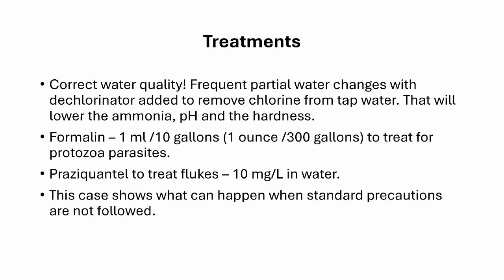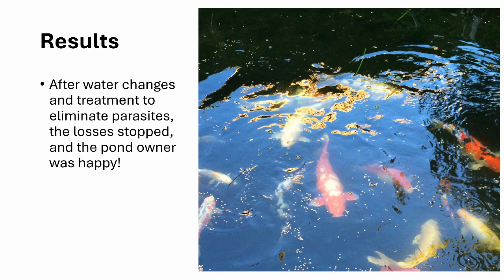This case shows what happens if you don't quarantine fish. These fish were bought from multiple suppliers. Different suppliers' fish had different parasites. They all come together in the pond and spread the parasites amongst themselves, and you get this whole variety of parasites. So you want to improve the water quality, treat the fish, and then always, as we talked about previously, quarantine new fish before you put them into your pond. After we made all those fixes, the losses stopped and the fish were healthy, and the pond owner was very happy.